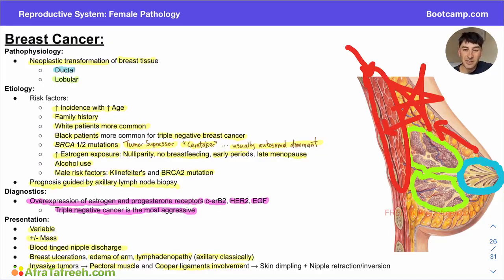And so this is going to be something to be on the lookout on test day. And then finally, I just want to highlight for you guys the skin dimpling and the nipple retraction and inversion. We're going to talk about all the specifics of our specific tumors and how they present in the tables to come, so stay tuned for that.